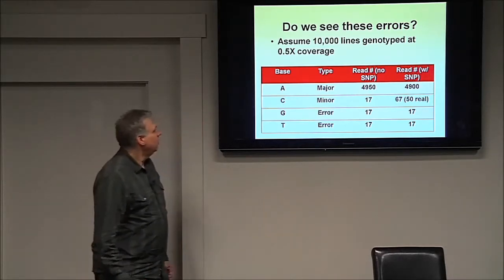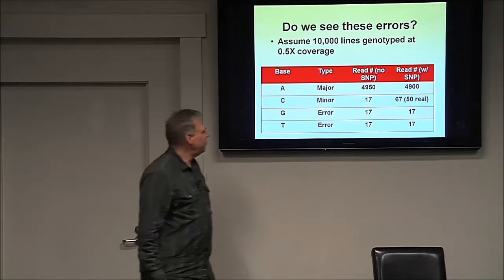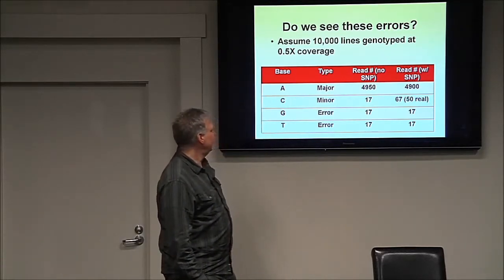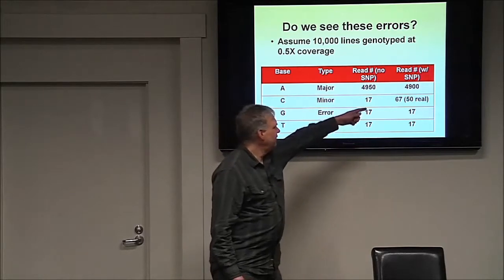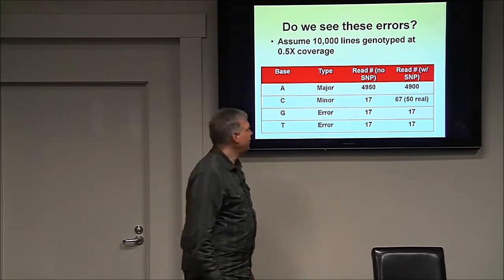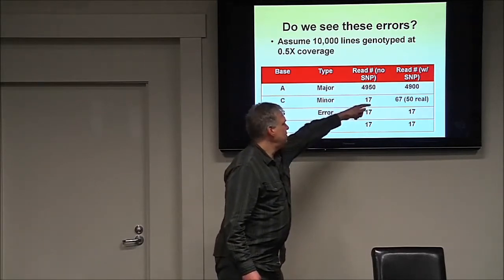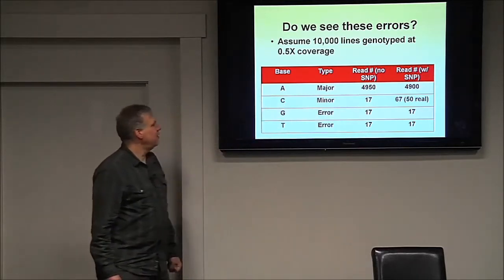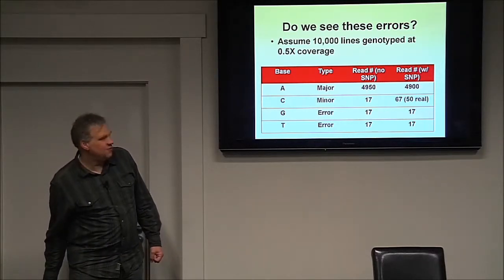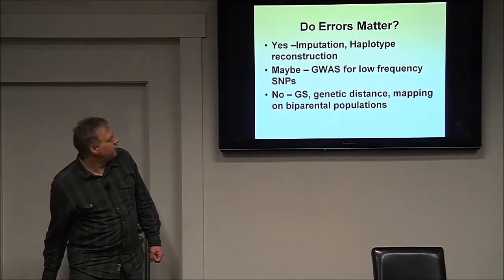Whereas if there is a SNP and it's an A/C SNP and the C is at 1% frequency, then we'll see this kind of distribution of the different calls, and only 50 of these will be real, and another 17 will be sequencing errors. So the errors are there because we have so much sequencing depth over so many individuals.